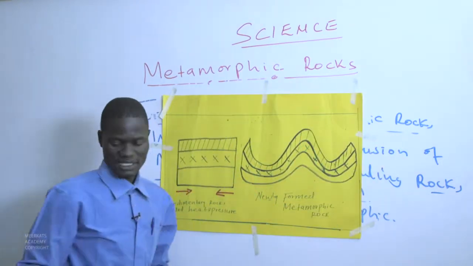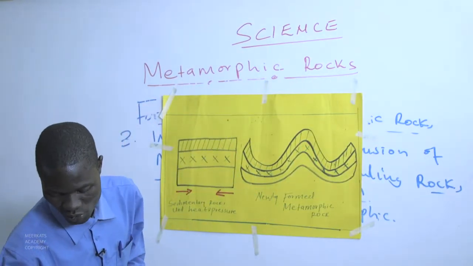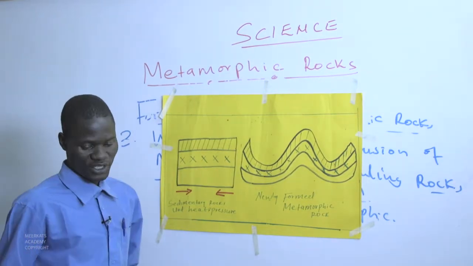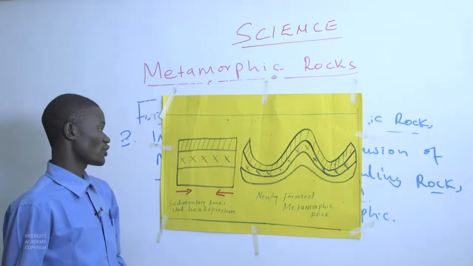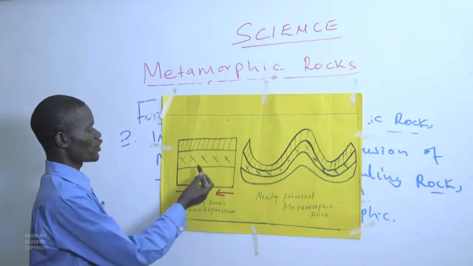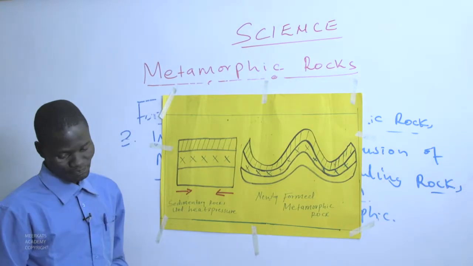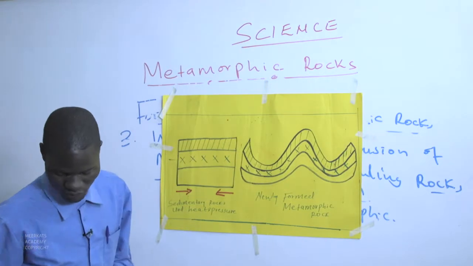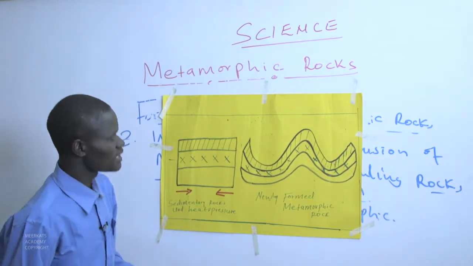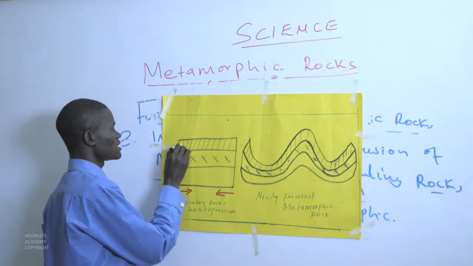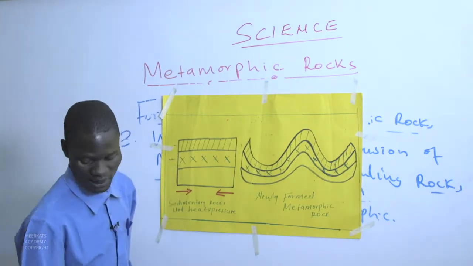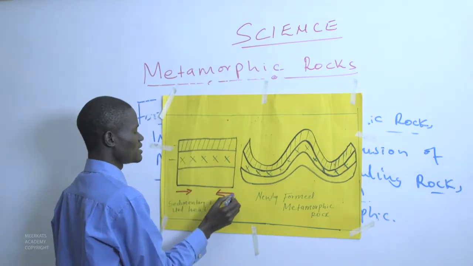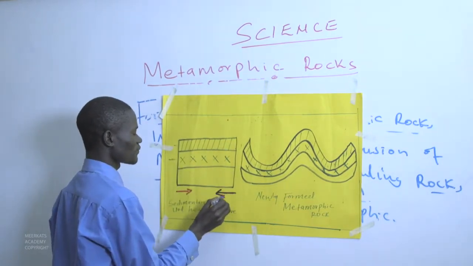Now, this is our second chart that we are going to look at. We are still looking into the formation of the metamorphic rock. These are rocks which are already laid down in strata. These are the layers of rocks. And these rocks are going to be subjected to great heat and pressure.